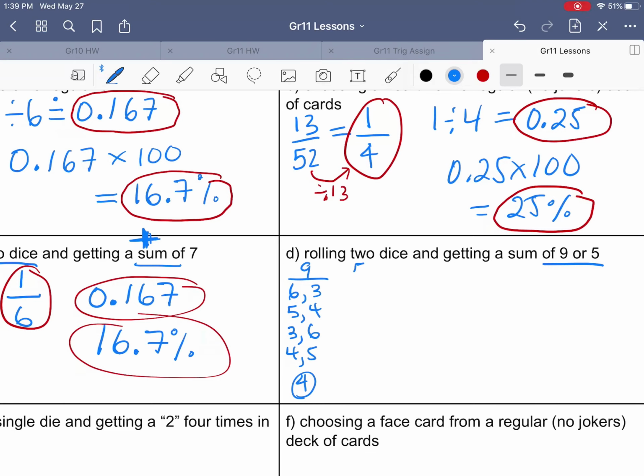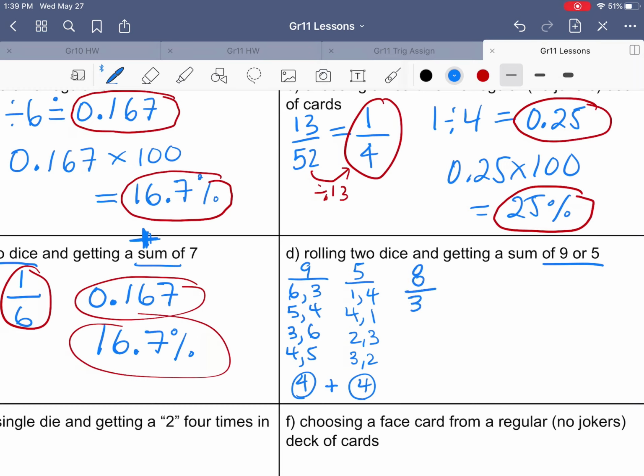We can do the same thing for the number 5. So we could roll a 1 and a 4, or a 4 and a 1, or a 2 and a 3, or a 3 and a 2. So there are 4 combinations right there. So 4 plus 4, that's going to give us 8 in total. And there's 36 possible combinations when you're rolling 2 dice.